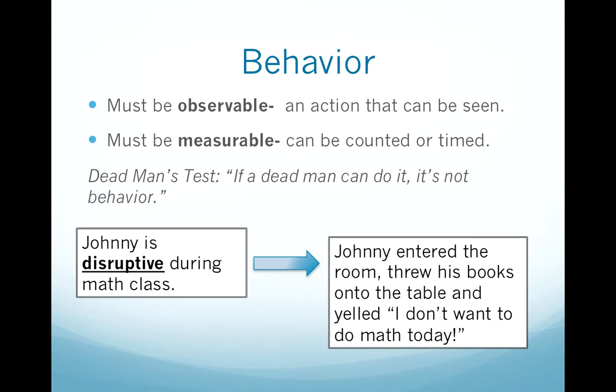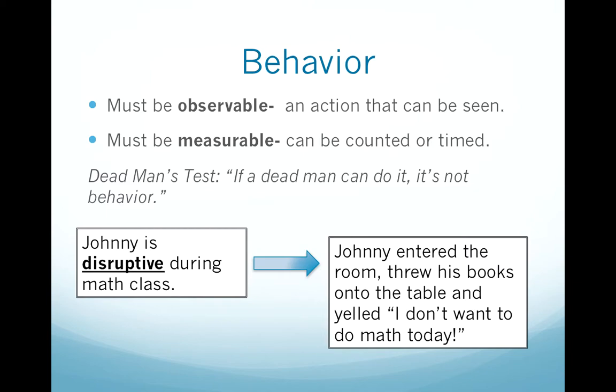So let's talk a little bit about behavior. Behavior must be observable, an action that can be seen. It must be measurable. It can be counted or timed. There's what we call a dead man's test. If a dead man can't do it, it's not behavior.